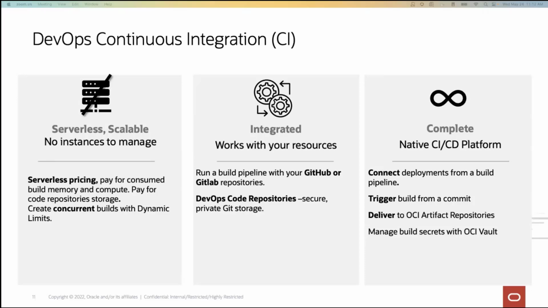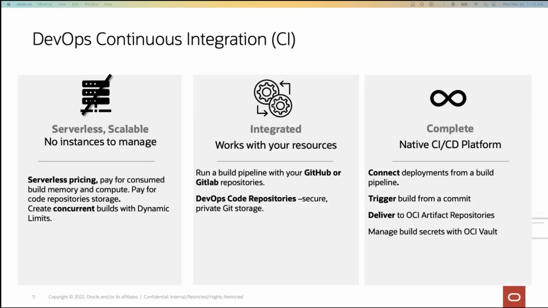And as I said, while I was discussing about the OCI DevOps, we can integrate with multiple code repositories. So you could use GitHub, GitLab, Bitbucket, and so on. And you could also host your own private Git repositories, so that only you or your team has access to that repository. As I said, you will have the complete end-to-end platform. So you could connect the deployments from the build pipeline. So you could trigger a deployment pipeline from the build pipeline itself.